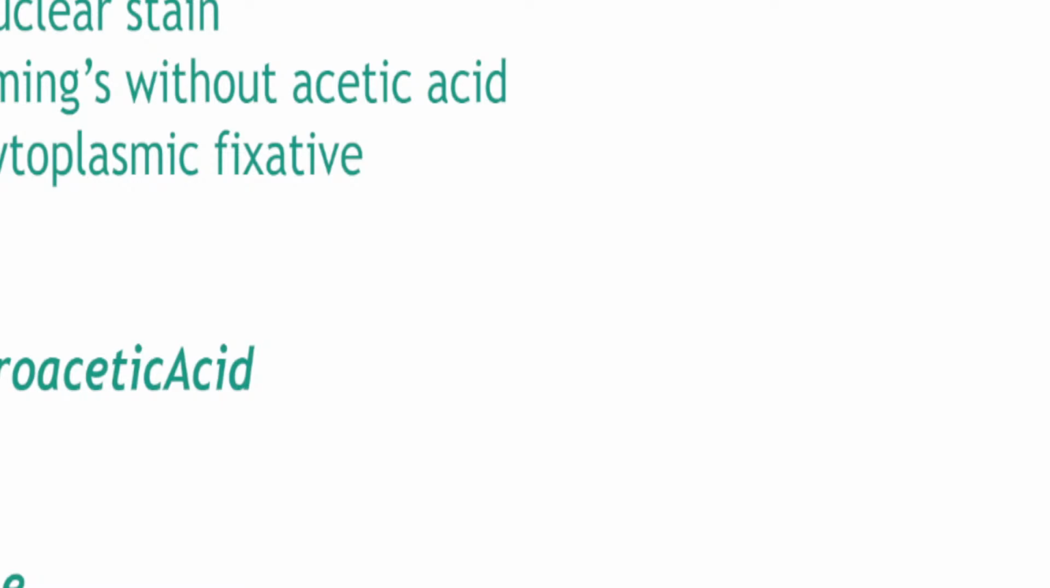So Fleming solution, the one with acetic acid, is used for nuclear stains. Fleming solution without acetic acid is used for cytoplasmic fixative. So we want to see the nucleus, so if you add acetic acid, the nucleus will be destroyed. So basically, that's it. Trichloroacetic acid is also used.